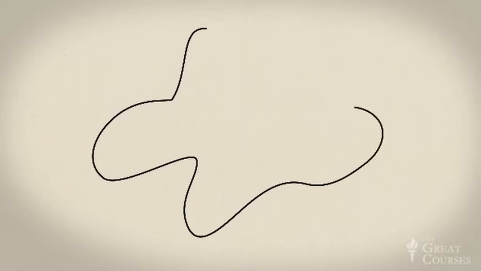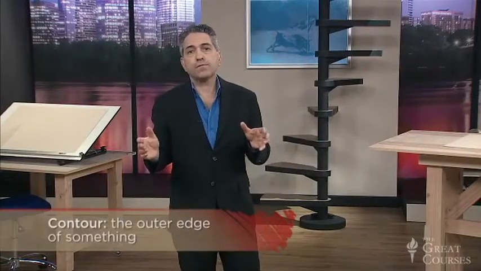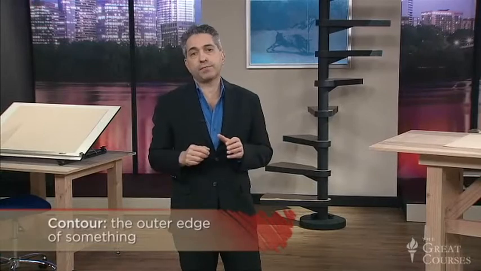Put your pencil's tip on your page. Don't lift the pencil from the page. Draw a line in any or all directions. Don't cross over any line you've drawn, and then return to that point of origin. The kind of line you've used here is called contour. It's often used to describe the outer edge of something.